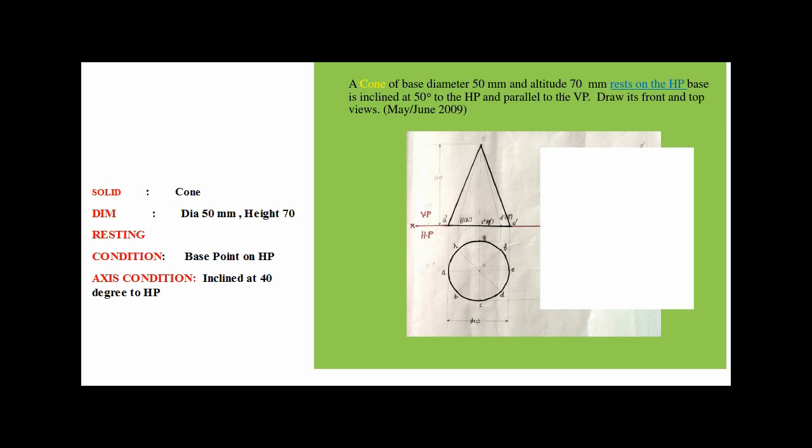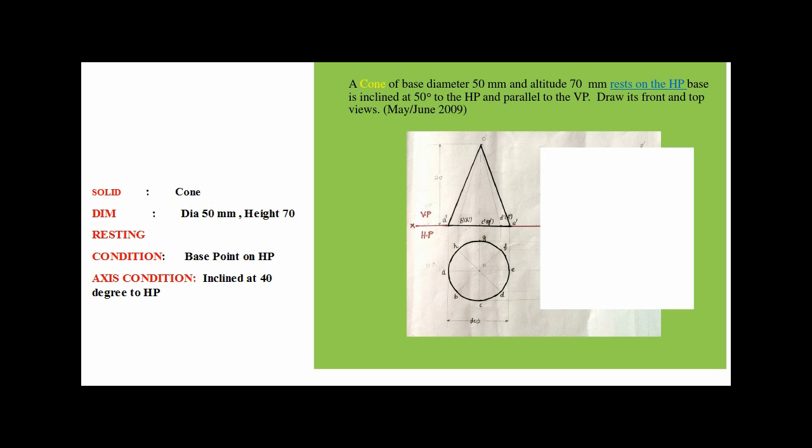The base makes an angle of 50 degrees to the HP, which means automatically the axis will be inclined at 40 degrees to the HP. Since the axis is inclined to the HP, in the first stage make the axis perpendicular to the HP, so that you will get the true base shape in the top view. Then draw the front view.